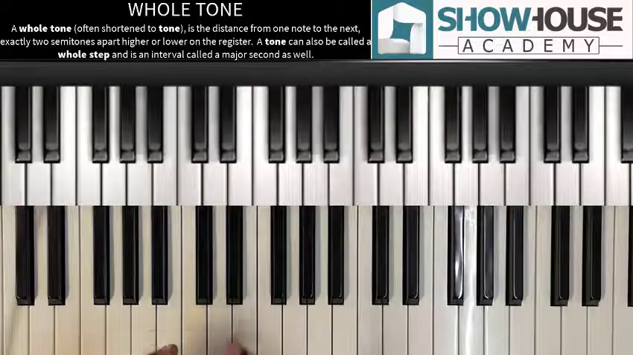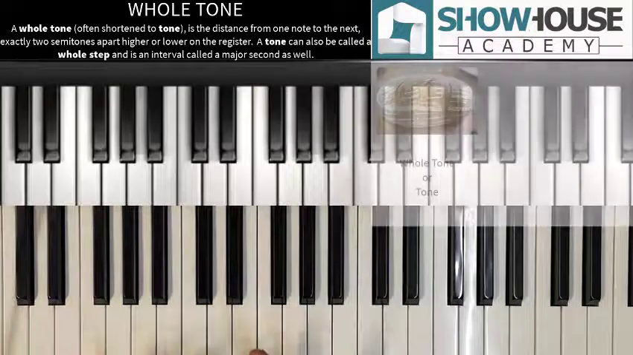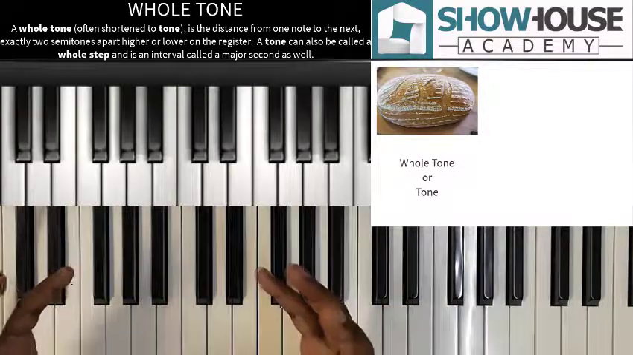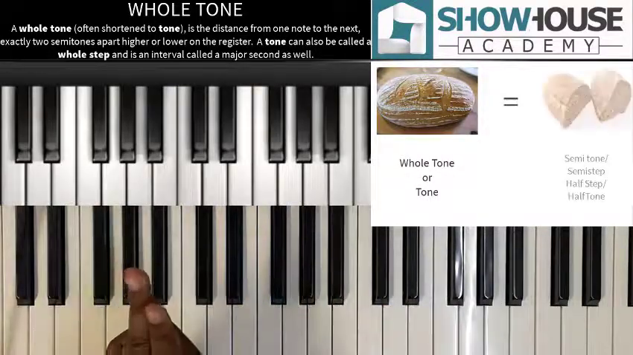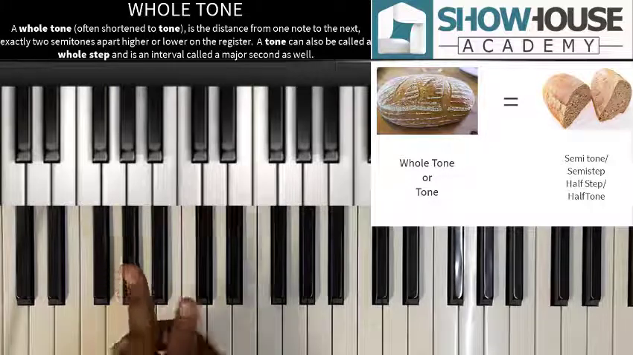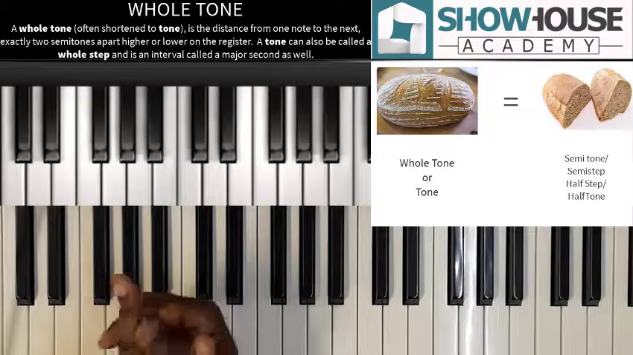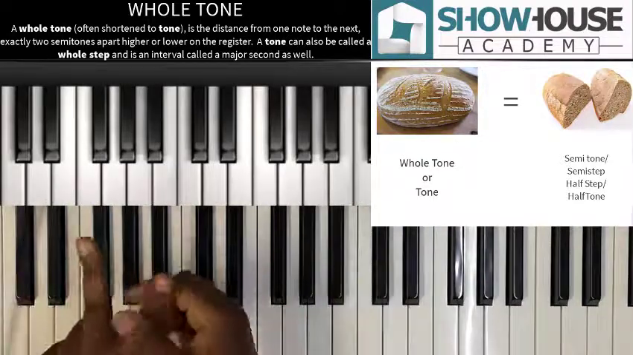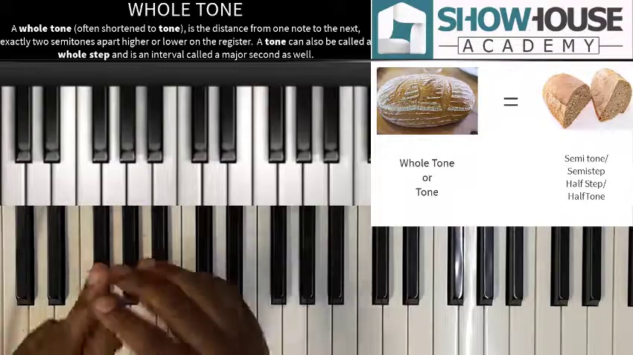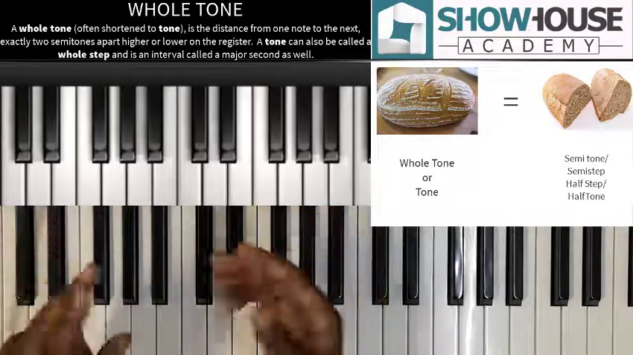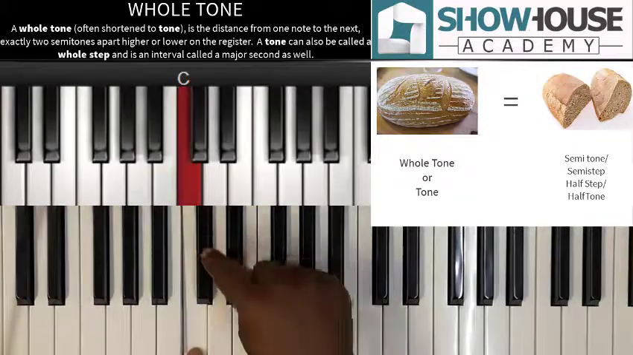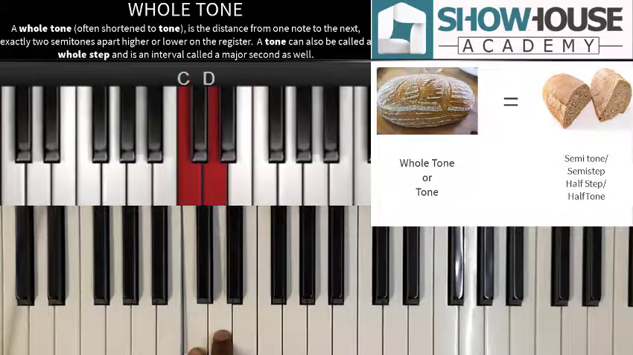If you get confused or forget what a whole tone is, I ask that you use this trick. Think of a whole tone as a loaf of bread, okay? A whole loaf of bread, what is it made of? Two halves of bread. So if you take two halves of bread and put them together, you get a whole bread. So two semitones put together give you a whole tone. Two halves of bread give you a whole loaf of bread. So one semitone plus another semitone gives a whole tone.